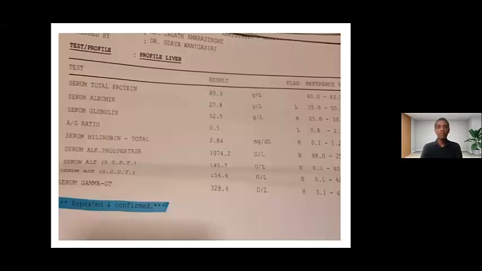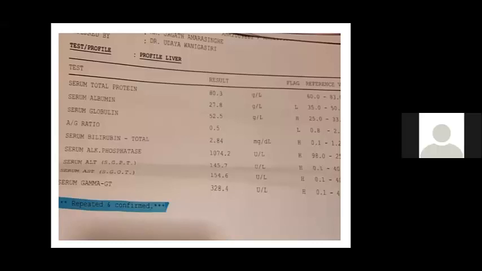So these are the liver tests. Here you can see hypoalbuminemia and a high globulin level. Bilirubin is elevated, but it's not very high. Alkaline phosphatase is disproportionately high, that is 1074. SGPT 145, SGOT 154. Again, you can appreciate the reversal of SGPT and SGOT with a high level of gamma GT. So what do you think is the reason or the underlying cause for this abnormality?